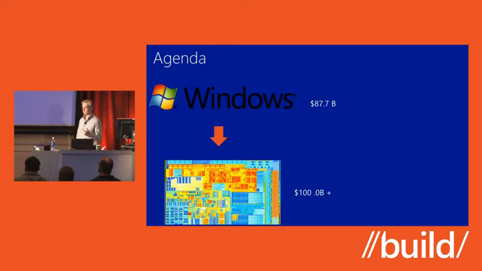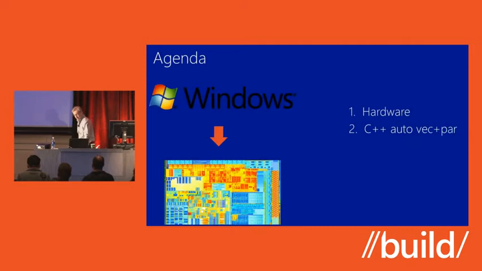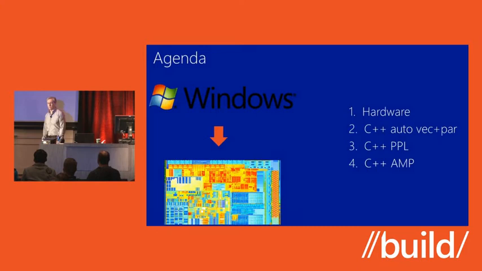And so what I'm going to try to do is talk about the red arrow in a way that makes sense so that you can walk out of here with a little bit of knowledge and a little bit of an understanding so you can go take advantage of the hardware. So I'll go briefly into a little bit of computer architecture. I'll talk about the auto vectorizer and automatic parallelization that we put into the C++ compiler for Visual Studio 2012. Talk about PPL, because we can't get it all. And then Don's going to come up and he's going to talk about AMP.